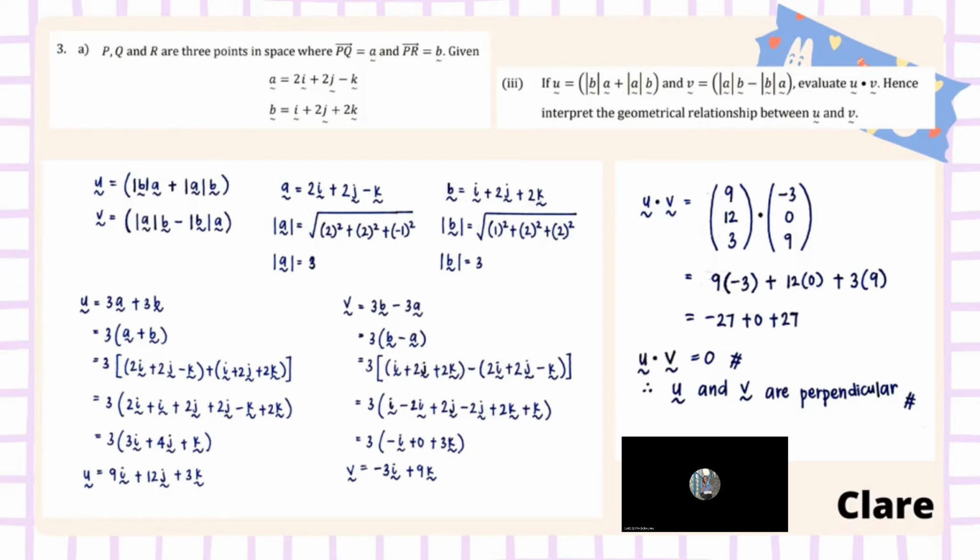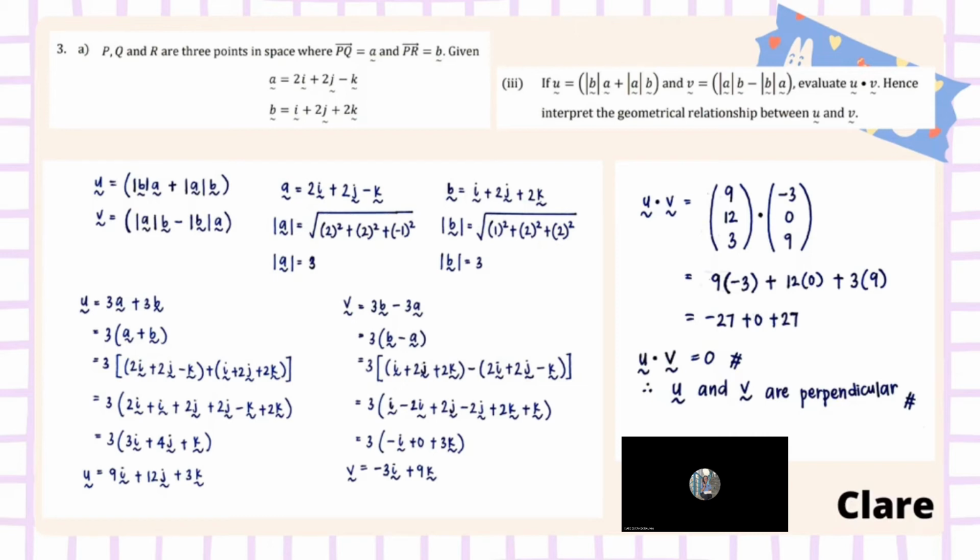Okay, so to find the scalar product, first of all we took out all the info from the question. So using the info and the formula, we can find the magnitude of vector A and vector V, which is both will be equal to 3. Next, we will substitute the value of magnitude of vector A and B, which is 3, into the equation of vector U and V. Simplify, and again we substitute the values of vector A and B into the equation.